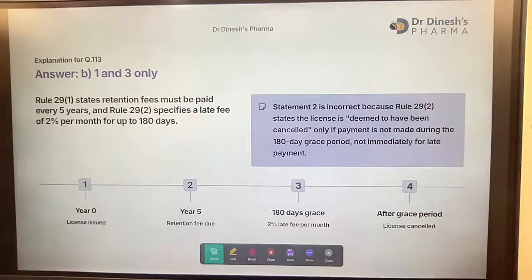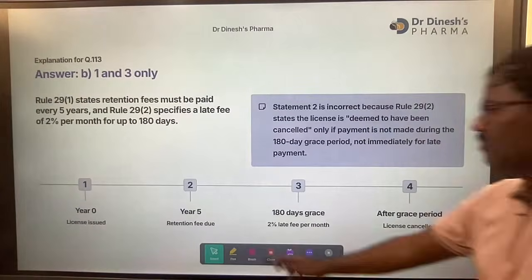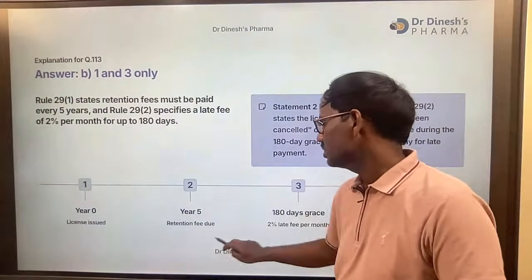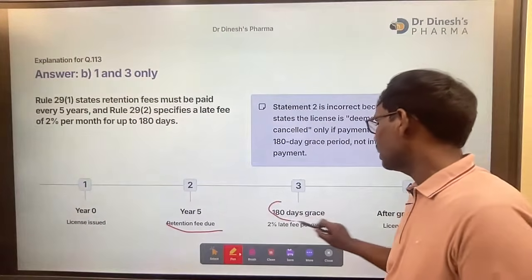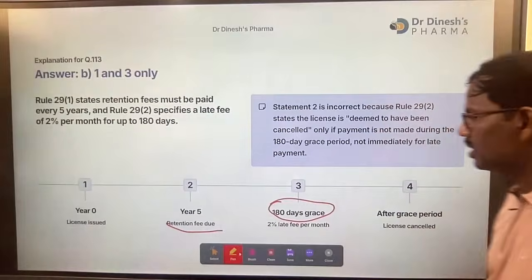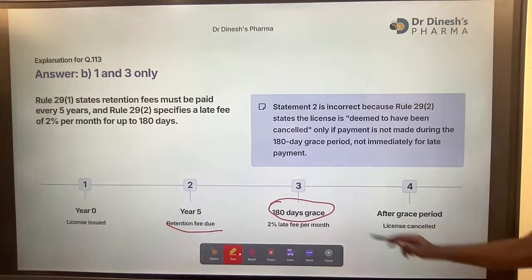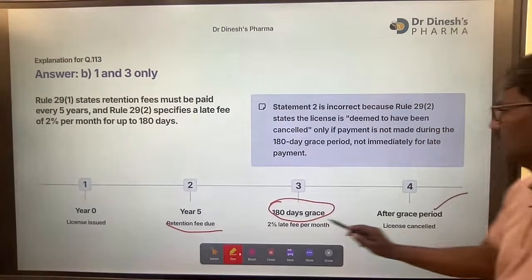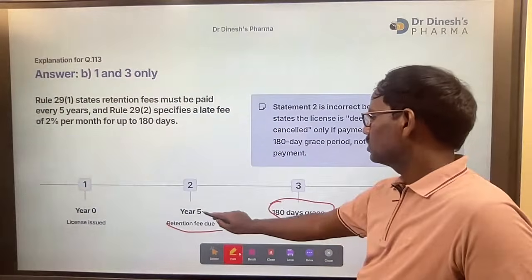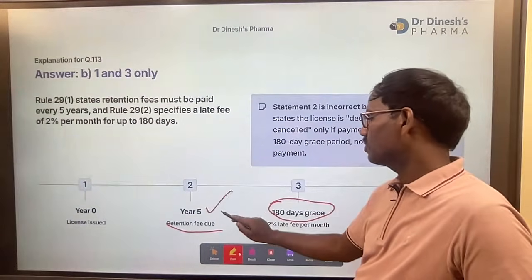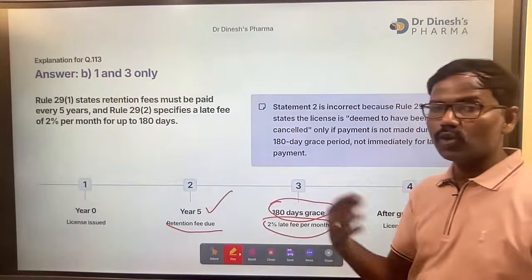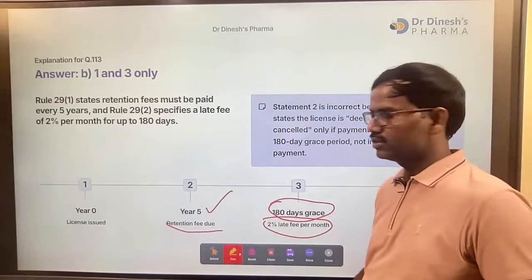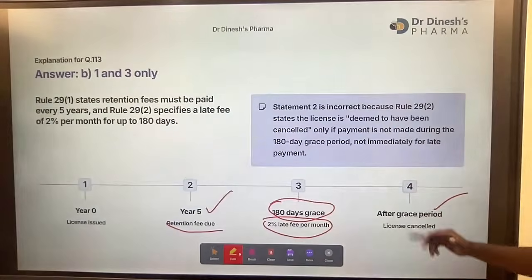So here is the time frame. Year 0, license issued, and every 5 years you must pay the retention fee. You have to pay the retention fee every 5 years, and then there is the grace period of 180 days, 6 months. After the grace period, the license is cancelled. Before the grace period ends, it should not be cancelled. If he is not paying the fee after 5 years, no need to cancel. You just take the fee, whenever he pays. But do not cancel. Cancellation will be done after the grace period.